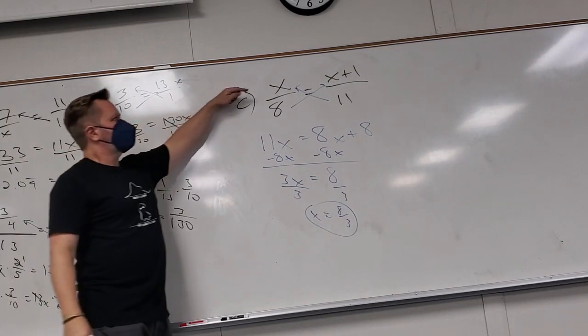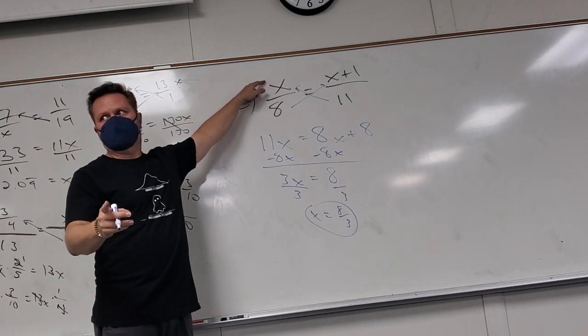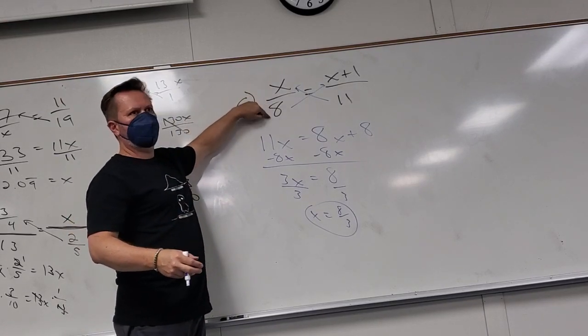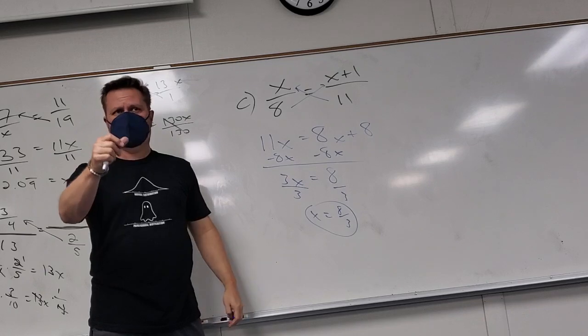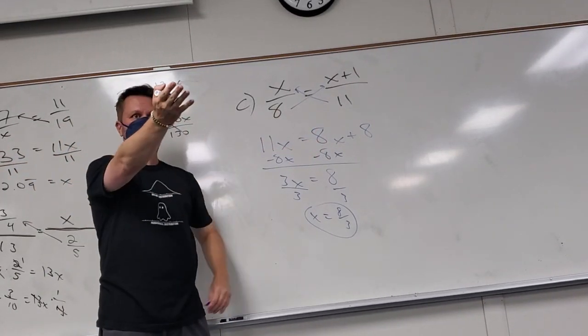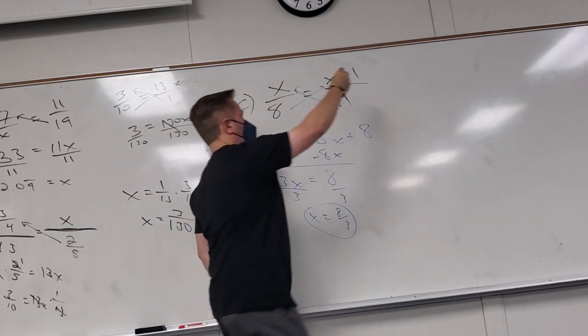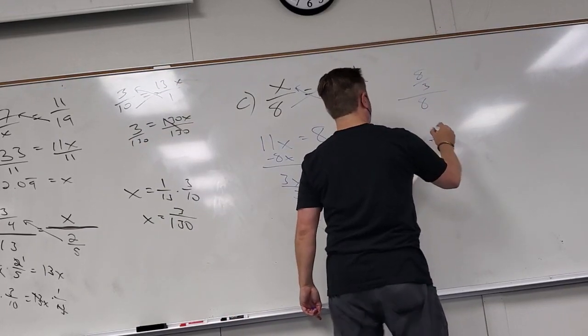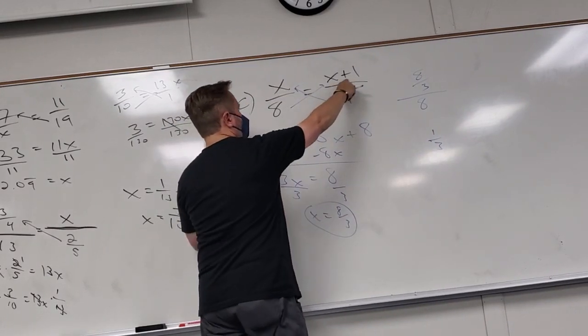Can somebody tell me, I'm going to check this because we're all crazy. What is 8/3 divided by 8? If I have 8/3 and I divide it amongst 8 people, we each get 1/3. So 8/3 divided by 8 is 1/3. What is 8/3 plus 1?